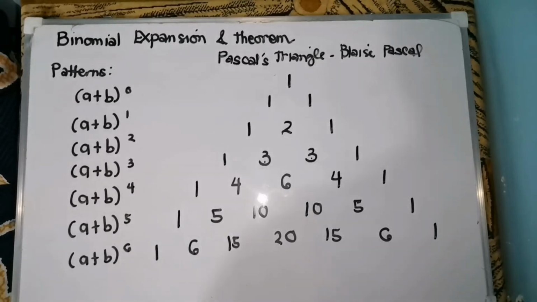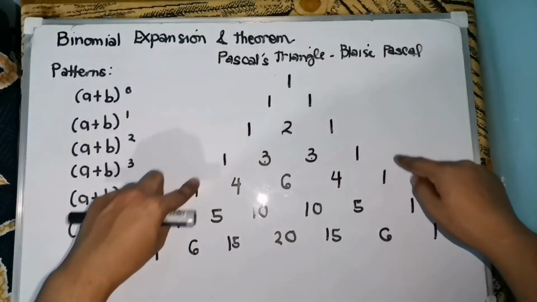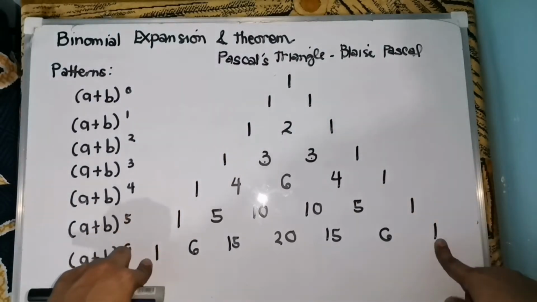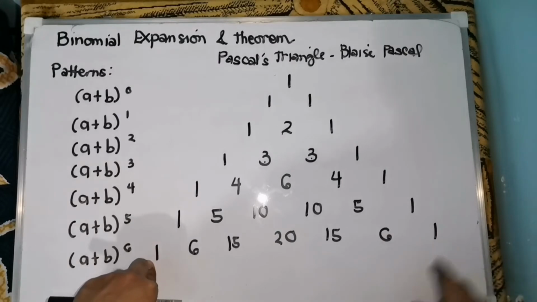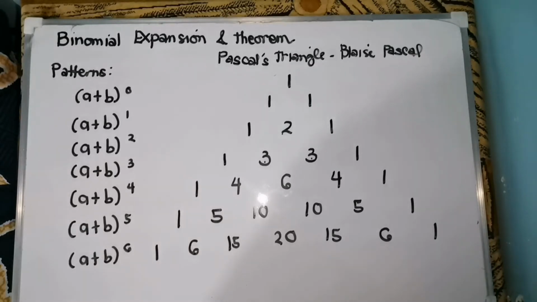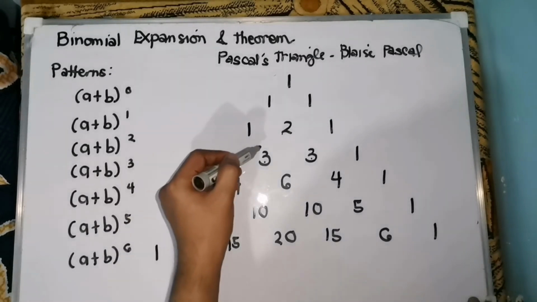So obviously, there are always 1s on the two sides. So mapapansin nyo, laging merong 1 sa dalawang sides. To find the numbers in the next row, kailangan lang natin siyang i-add. So, mapapansin nyo, para makuha natin yung susunod, ay kailangan lang nating i-add. So, kagaya nito, in-add natin yung 1 and 3.